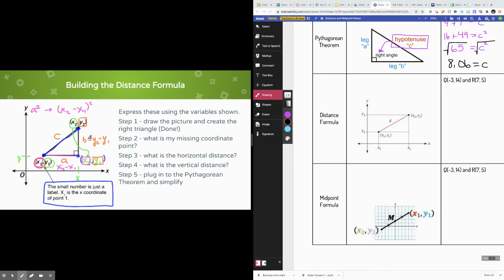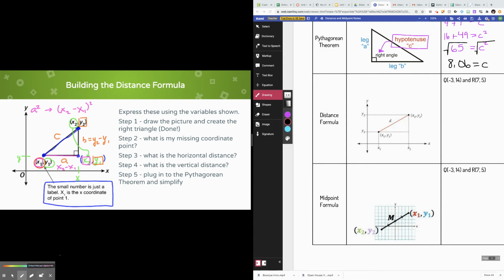The reason I'm showing you all of this, even though it probably looks a little crazy right now, is that this is how the distance formula was built. It's basically just the Pythagorean theorem, but it looks more expanded and a little more complicated. Instead of using a, b, and c, we're going to use these distances, because we don't have the lengths of the sides, we have the coordinate points.